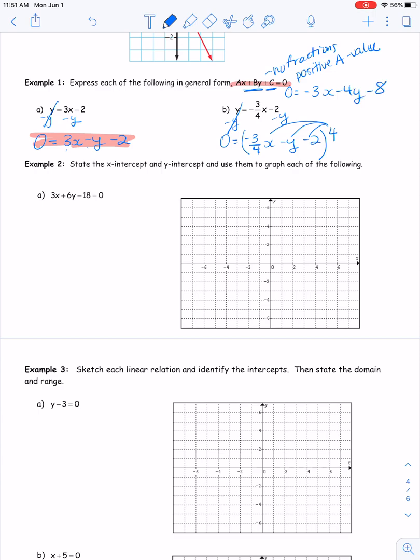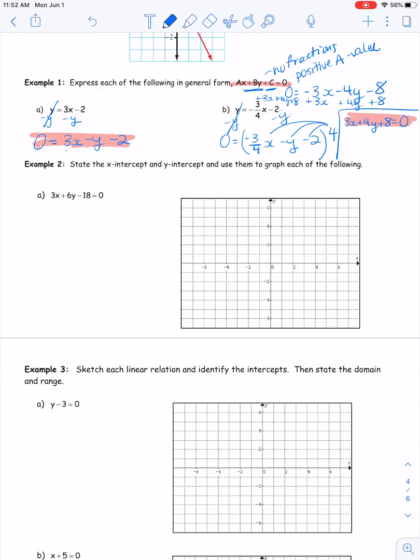Now, I made a mistake here at the beginning. I probably should have moved the x and the 2 over to the left. So because I can't have a negative a value, I'm going to add 3x, I'm going to add 4y, and I'm going to add 8. And then whatever I do to the right, I need to do to the left. So I'm going to add 3x, add 4y, and add 8. And so then it looks like this. And there we go: 3x plus 4y plus 8 equals 0. And there you go.